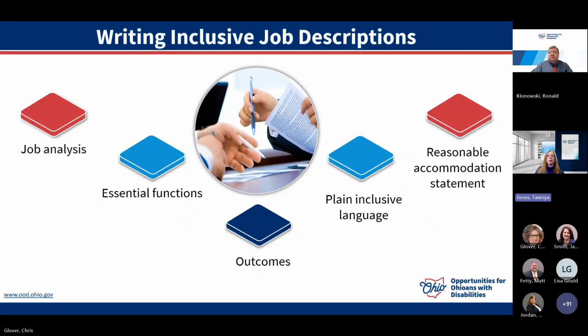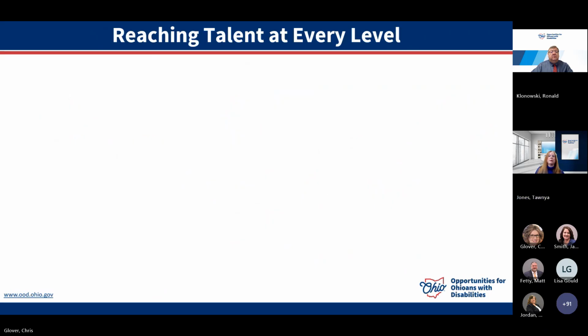Here's an example. "We are committed to providing an inclusive and accessible workplace. If you need an accommodation during the application process, please contact our HR department." This approach not only opens the door to a wider talent pool, it signals that your organization values accessibility and disability inclusion.